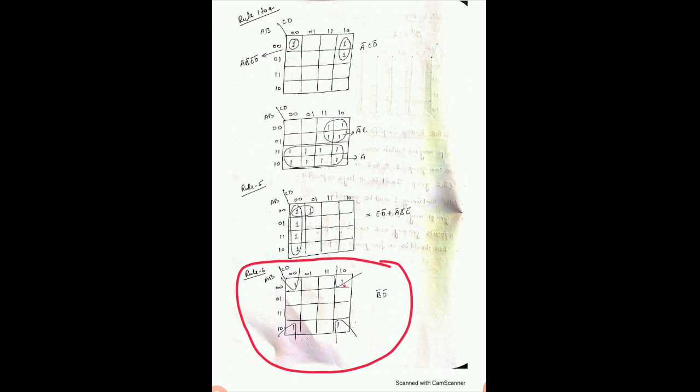Now we can see rule number 6. Rule number 6 explains that opposite grouping and corner grouping are allowed. Opposite grouping and corner grouping are allowed. Okay, so we can see the example.